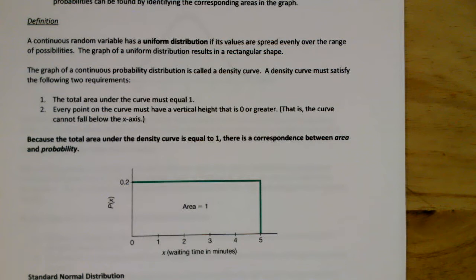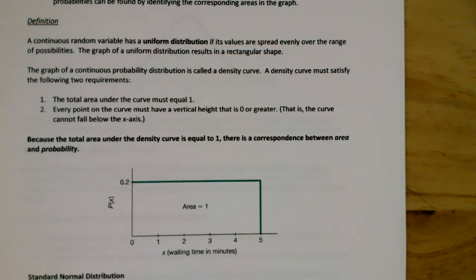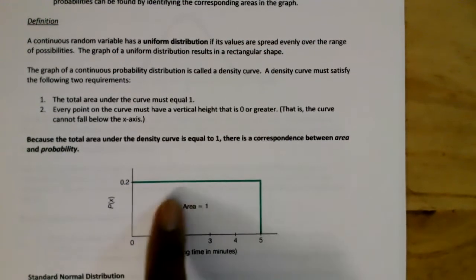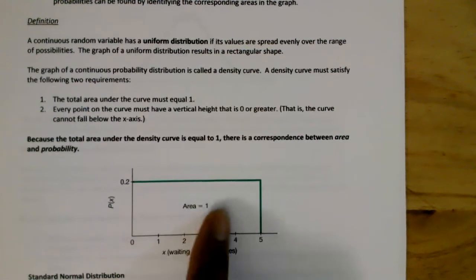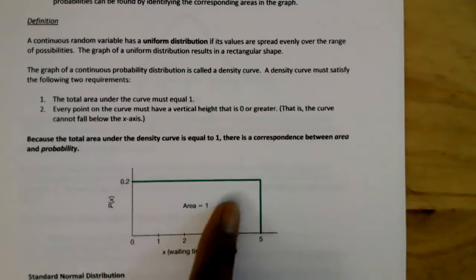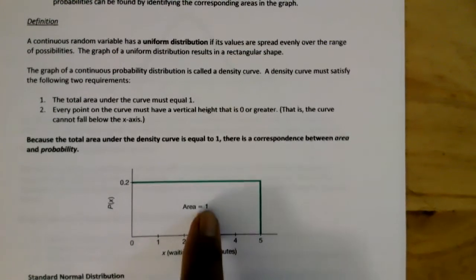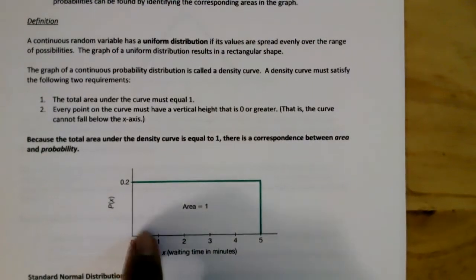The density curve has to have these two requirements. The total area under the curve must be equal to 1, and every point on the curve must have a vertical height that is 0 or greater. So here you can see underneath this density curve, which is of course a rectangular shape, the area, that's the space inside this region, has to be equal to 1. The points on the curve must have a vertical height that is 0 or greater.